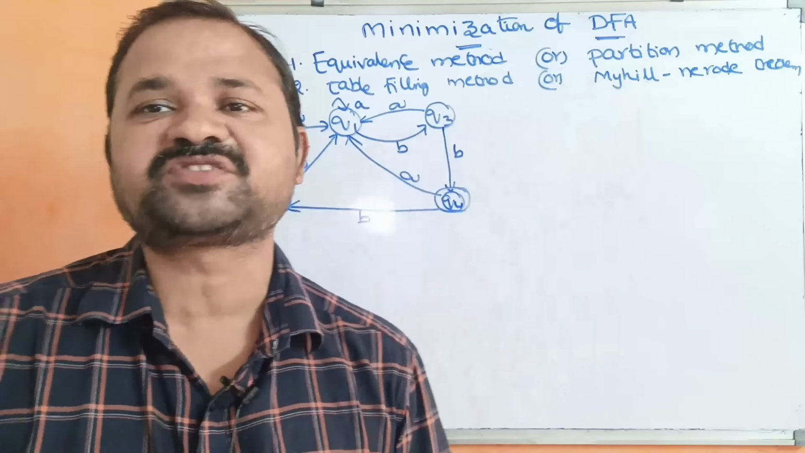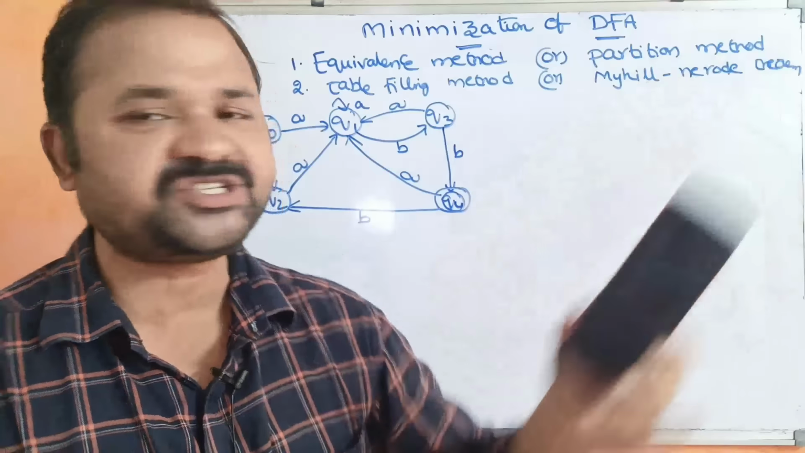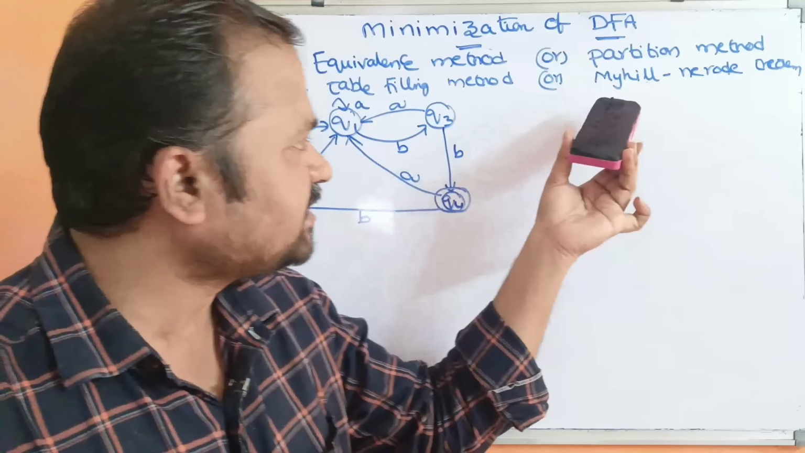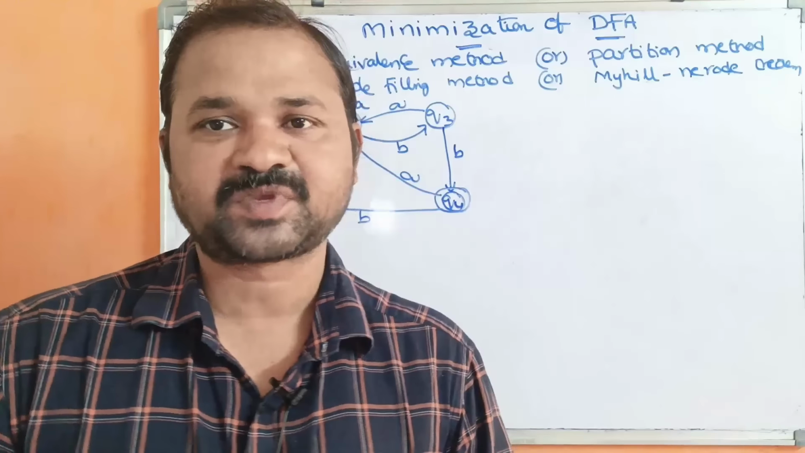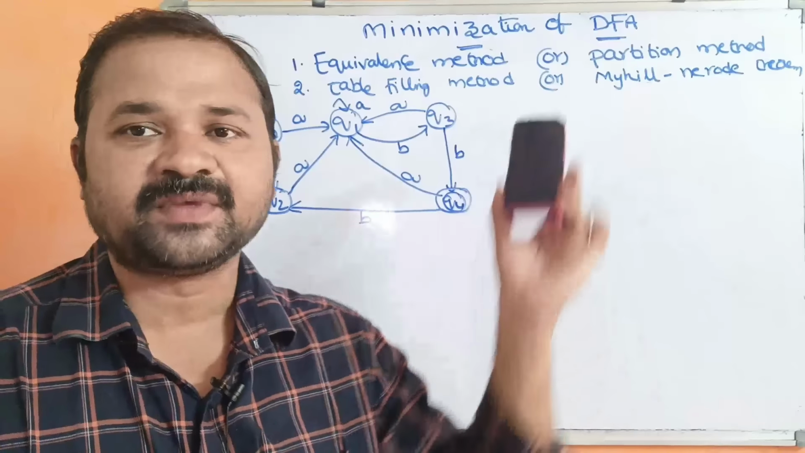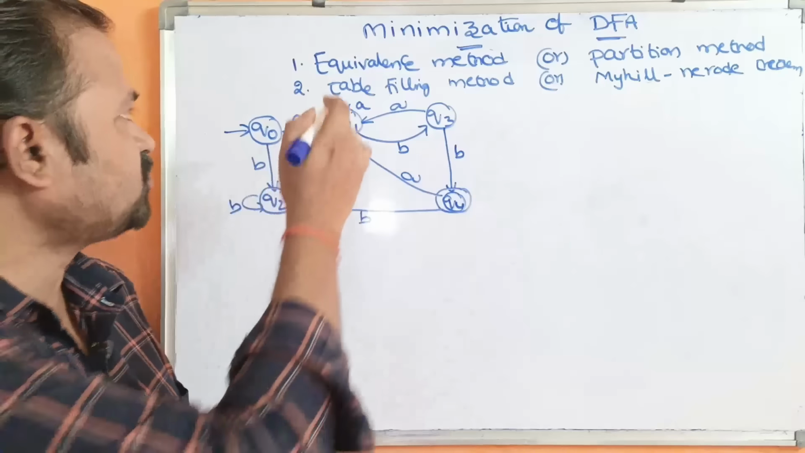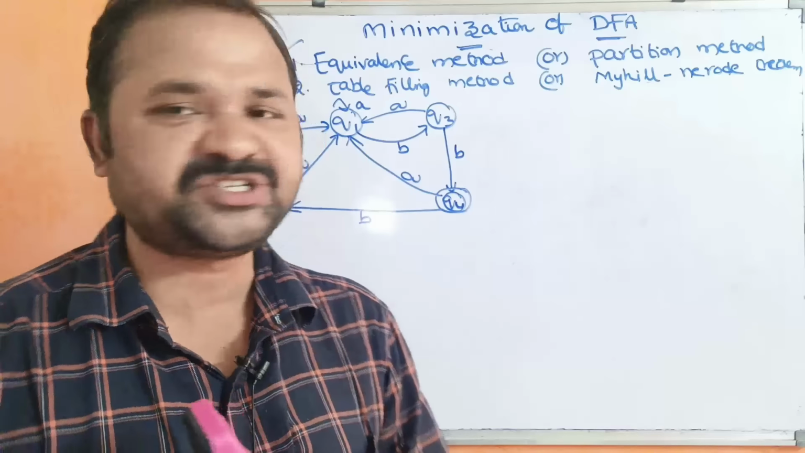We can minimize a DFA by using two approaches. The first approach is the equivalence method or partition method. The second approach is the table filling method or Myhill-Nerode theorem. So in this video, we are going to minimize a DFA with the help of these two algorithms. Let us see the first approach: equivalence method or partition method.